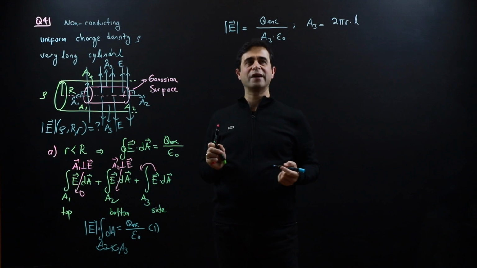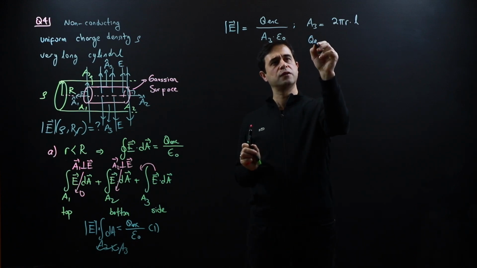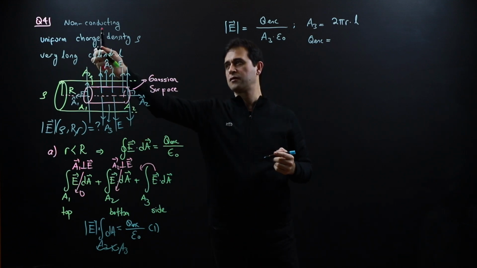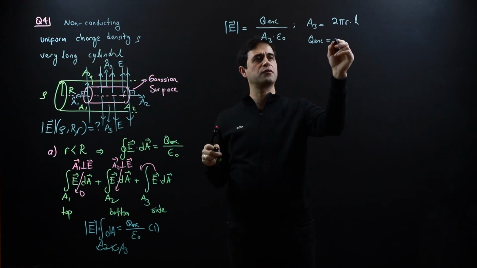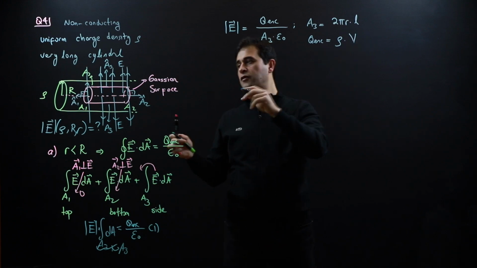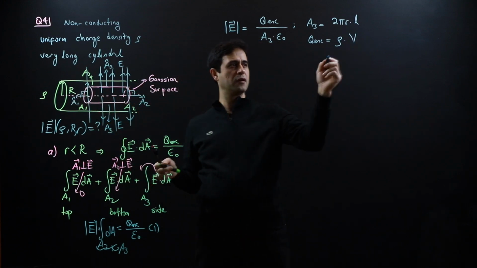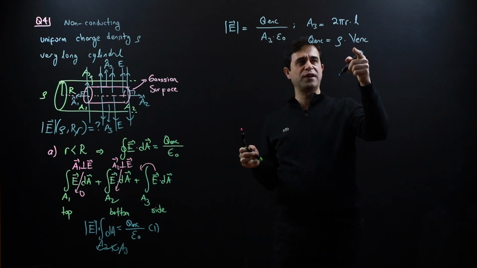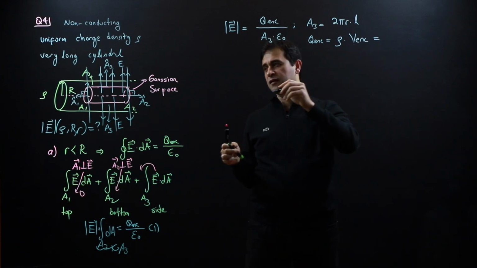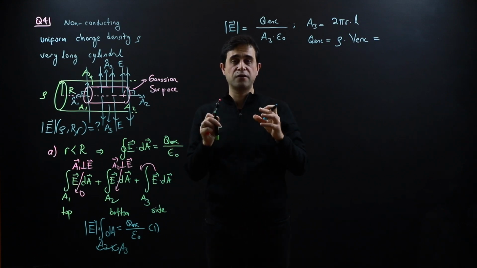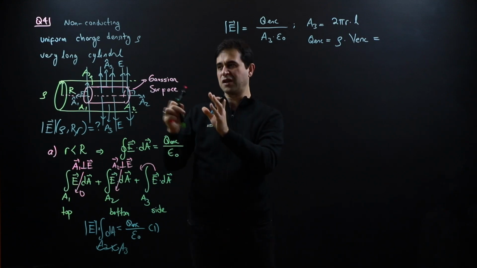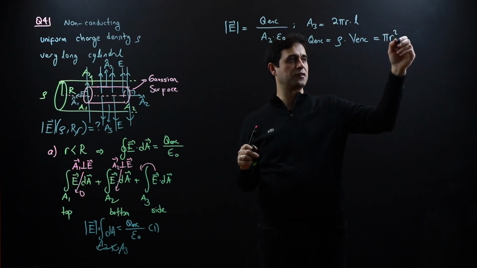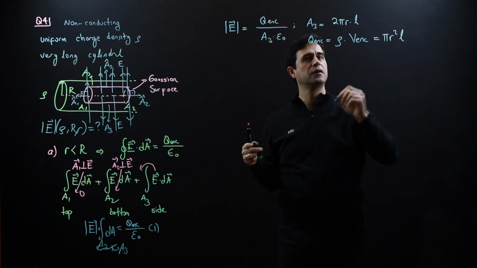And how about Q enclosed? Q enclosed is the uniform volume charge density rho, multiplied by the enclosed volume, the pink one, for this cylinder, right? And what is the enclosed volume? It is a cylinder, and therefore it is the area of the cross-section multiplied by the length, right? So it's pi r squared multiplied by the height of the cylinder. In this case, it's L, right?